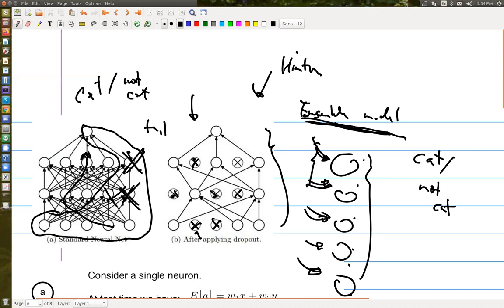Since you are not relying on this tail anymore, maybe you try to train other parts of the layer to identify the ears of the cat, and so that will give some diversity to the model that presumably will make the model more robust and generalize better. So okay, that's the high level dropout idea.